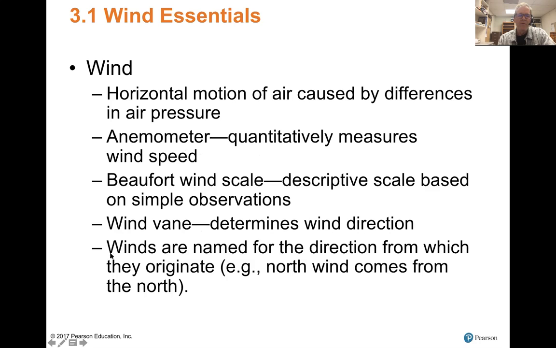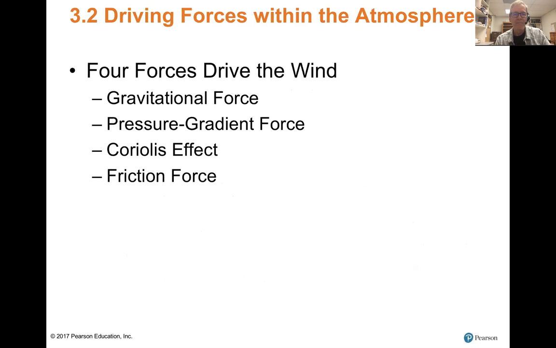But the thing to remember is winds are always named for the direction from which they originate. So north winds come from the north, easterlies come from the east, westerlies come from the west, which we'll discuss in later chapters as well. So just keep that in mind. Winds are always named for the directions from which they originate.